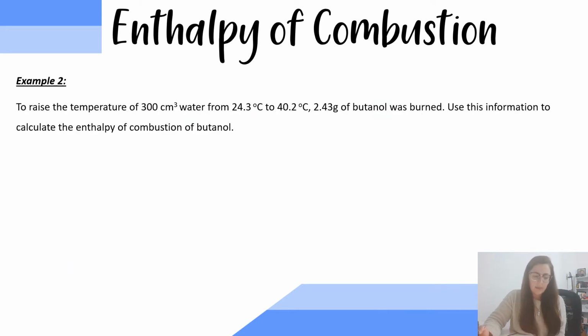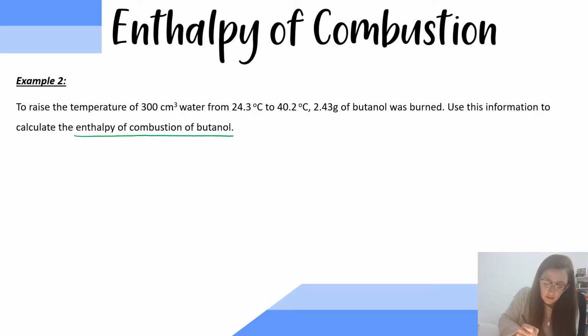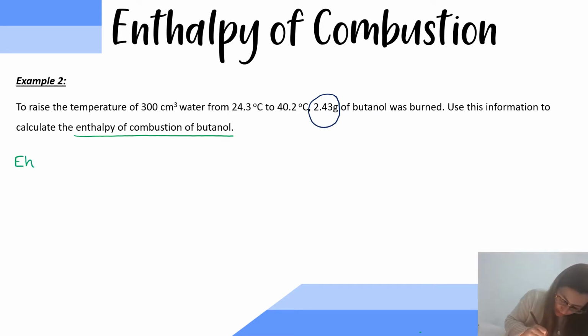The second example in the pupil booklet says, to raise the temperature of 300 centimeters cubed of water from 24.3 to 40.2 degrees, 2.43 grams of butanol was burned. Use this information to calculate the enthalpy of combustion of butanol. So first of all, before we calculate enthalpy of combustion, we want to calculate how much energy was released when we burned this much. So we're using EH equals Cm delta T.